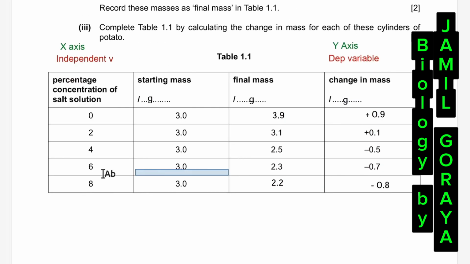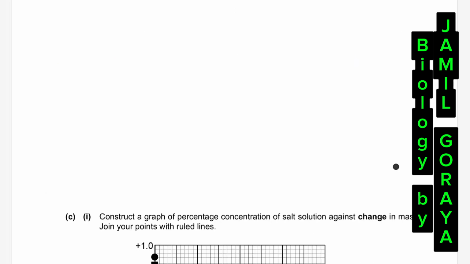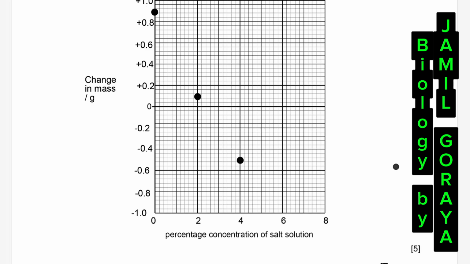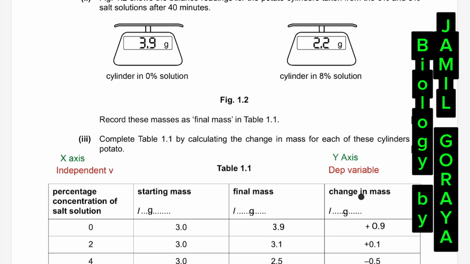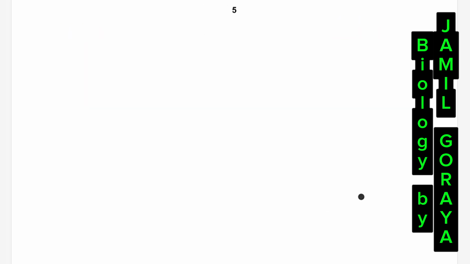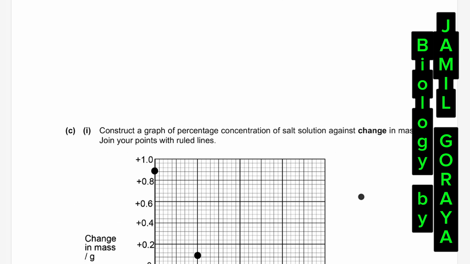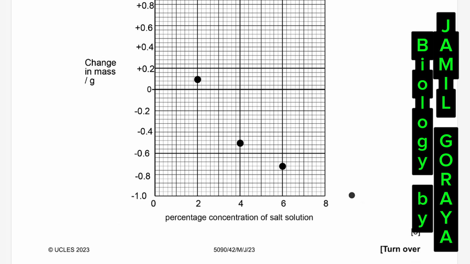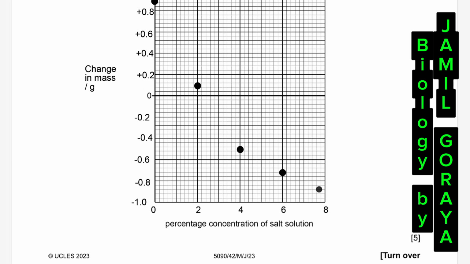The second last plotting is at 6, negative 0.7. So it will be here. And then at 8, I think it is negative 0.8. So we will be plotting the last one at 8, negative 0.8. So it will be like this.